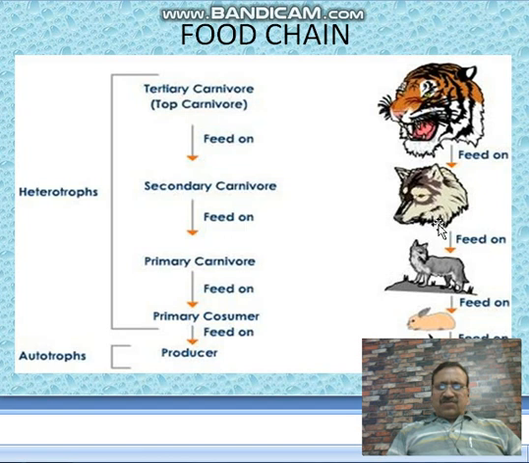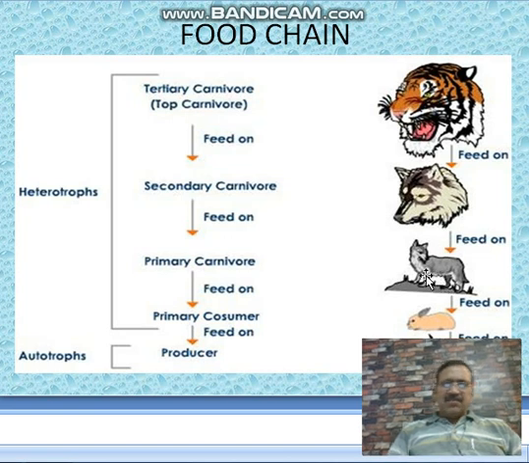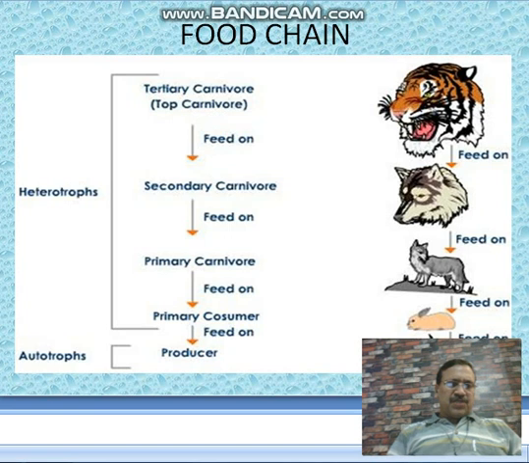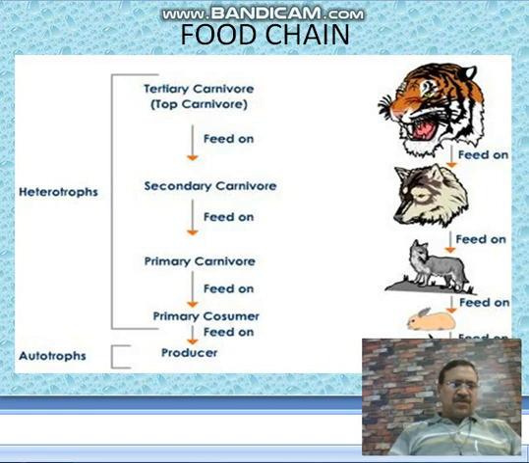On the next step, you can see here, this is a wolf. The wolf feeds on the jackal, and this is known as a secondary carnivore. And you can see at the last, this is a tiger. The tiger feeds on the wolf, and it is known as a tertiary carnivore. So this is a chain based one over another.